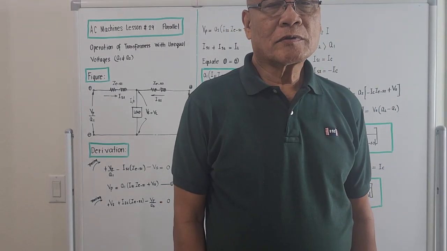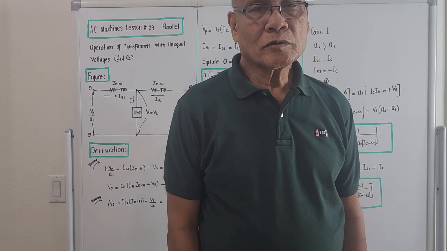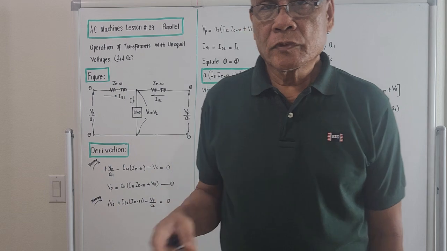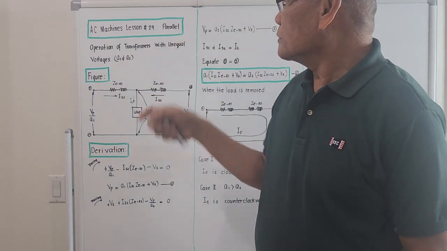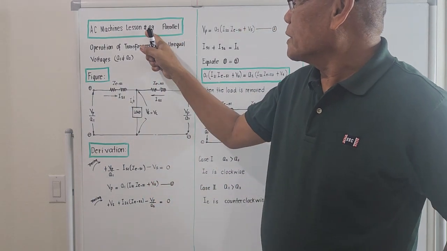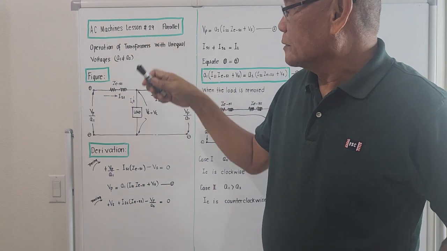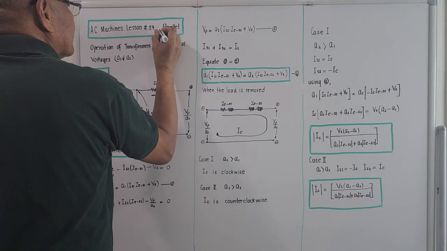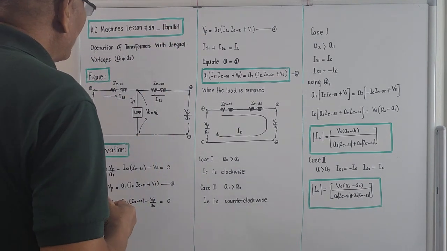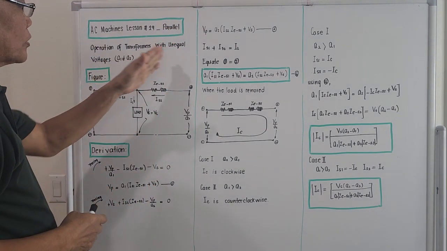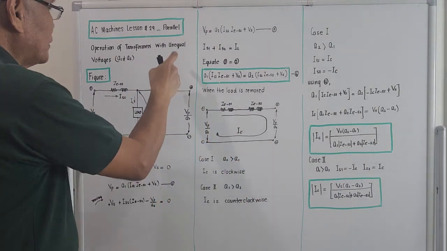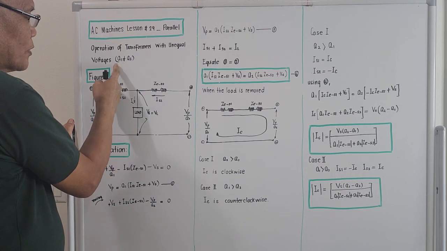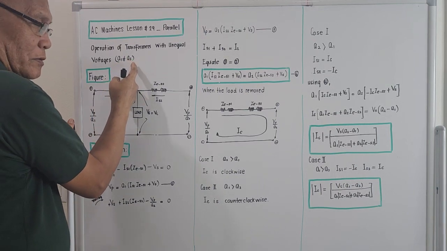My topic for this session will be a continuation of my subject matter, alternating current machines, and we are now on lesson number 29. The title of the topic is parallel operation of transformers with unequal voltages, meaning transformation ratio number 1 is not equal to transformation ratio number 2.